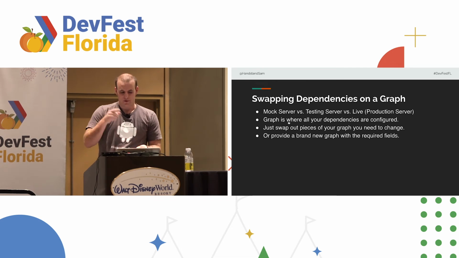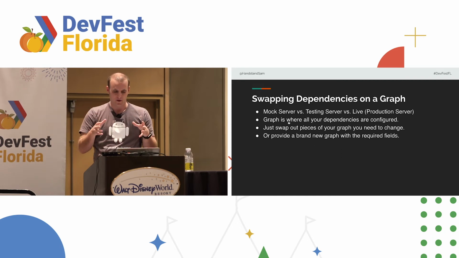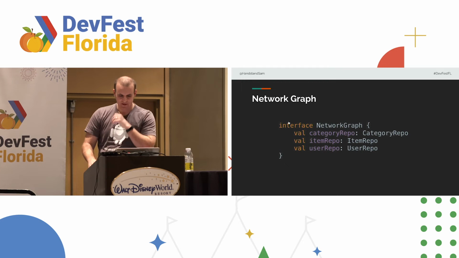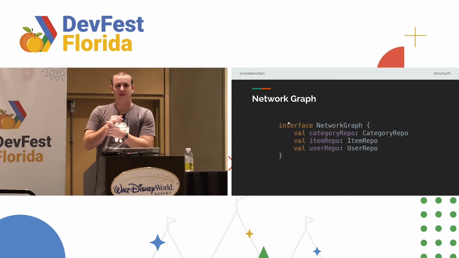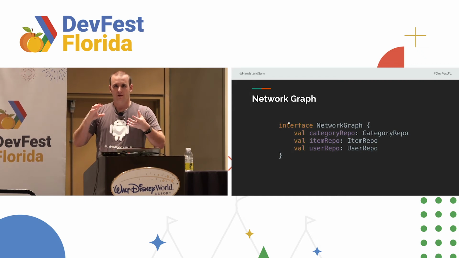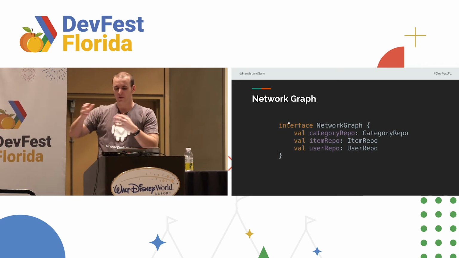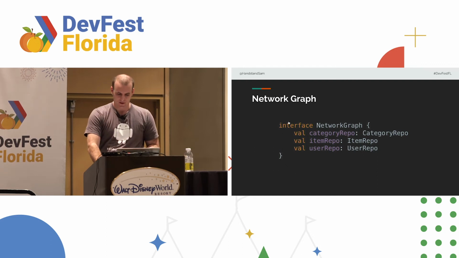Or instead of just swapping out 1 or 2 things, you can create an entire new graph as long as it honors the same contract for what you need in that graph. So here's an example of the network graph that I have in this project. The only 3 things it exposes on this interface, and I'm using the interface so that we can be a little more dynamic in the actual implementation behind it, are 3 repositories. I use a repository because it could be remote, in memory, or local. But you can access the APIs for categories, items, and user.